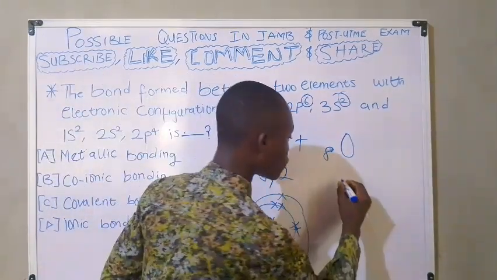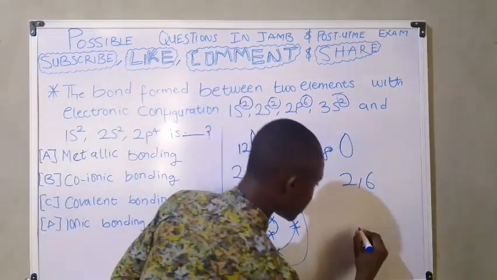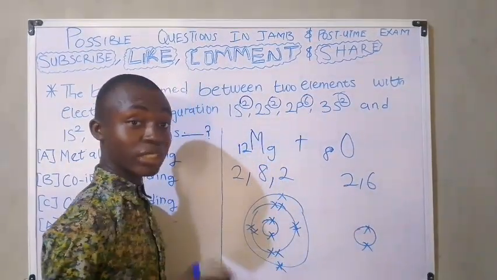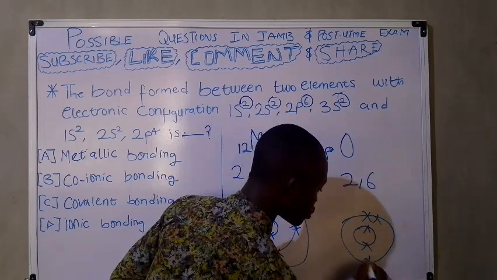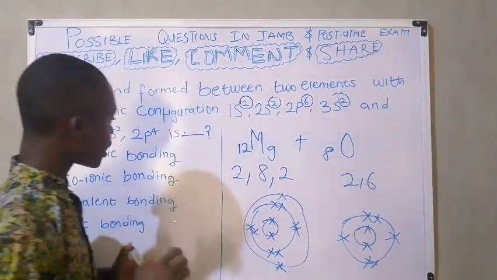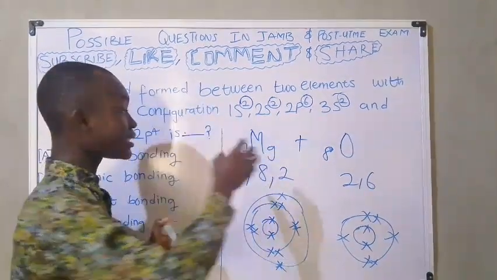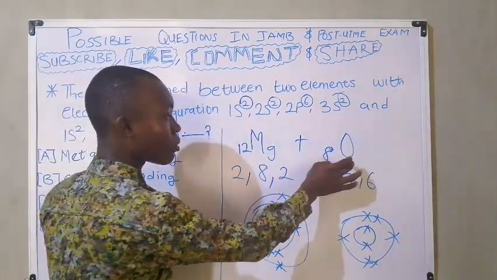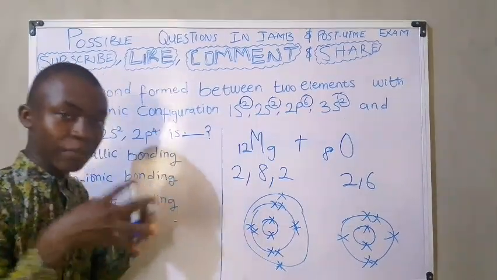For oxygen you have 2,6. You can see 2 electrons in the innermost shell, while 6 electrons are in the outermost shell. That should be noted. Now they are asking us to find the bond binding them. What is the bond between magnesium and oxygen that makes them become a compound?